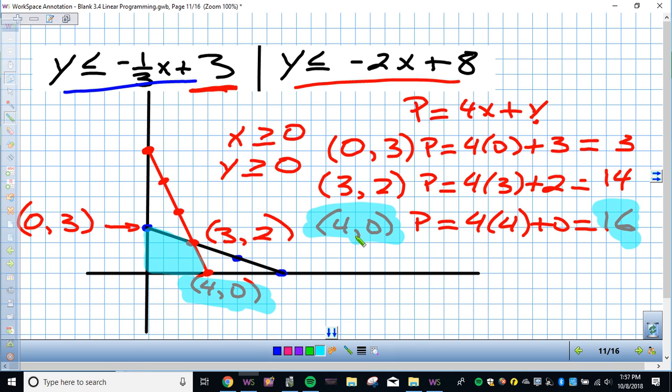Yep. How do you get 14 and 16? I just did 4 times 3. The question was how do you get 14 and 16? 4 times 3 is 12, plus 2 is 14. 4 times 4 is 16, plus 0 is 16. Good. Good to ask. Any other questions?